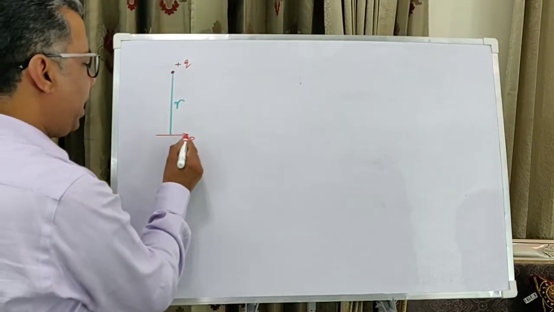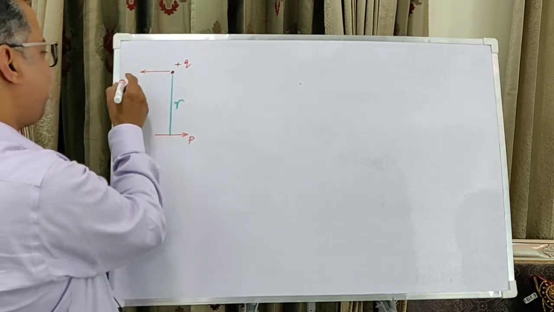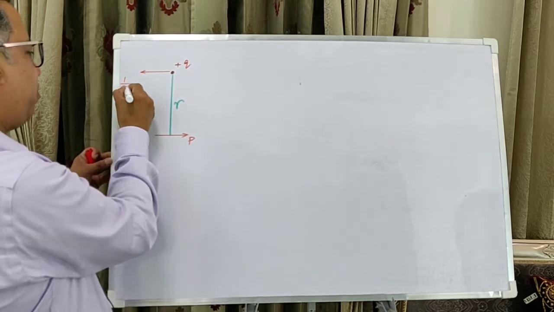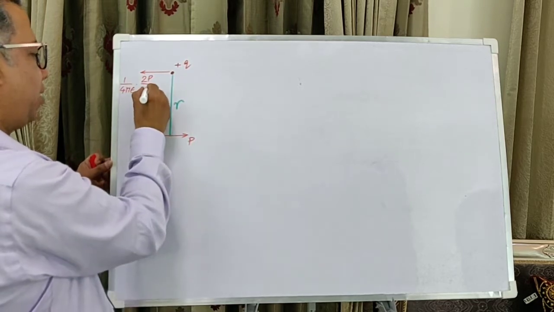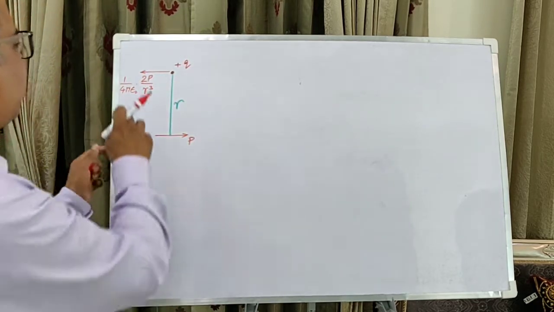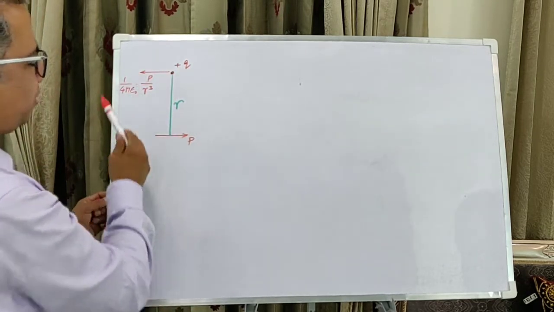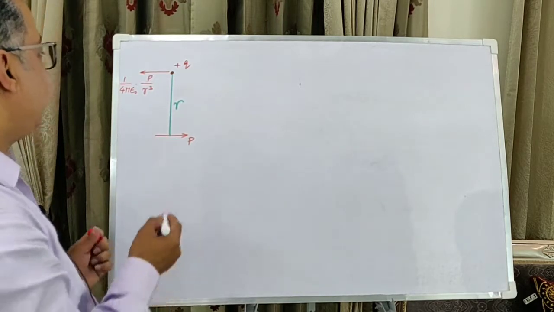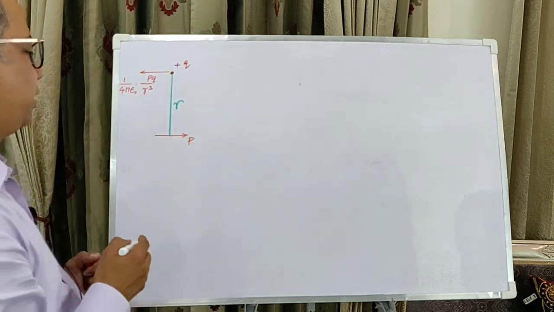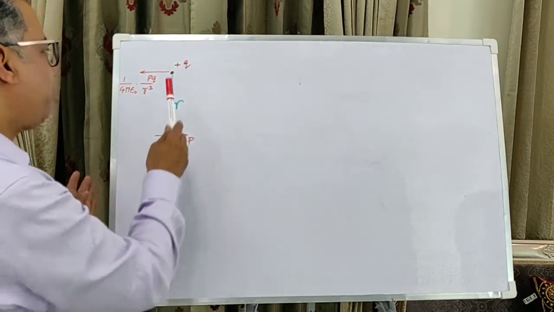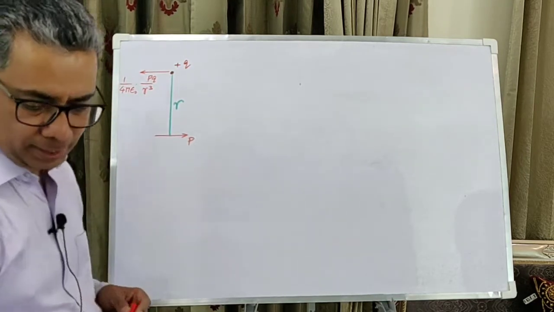Well, this p has an electric field at this point directed towards left. Now that electric field is 1 by 4 pi epsilon naught 2p by r cube, right? That's the formula. Not 2p, it will be p by r cube, directed opposite to the dipole moment. Now you multiply this field by the positive charge, you get the force. So force on plus q due to the dipole is towards left.